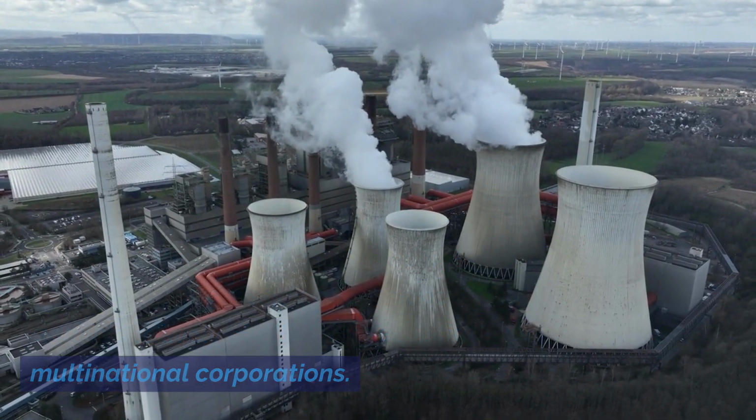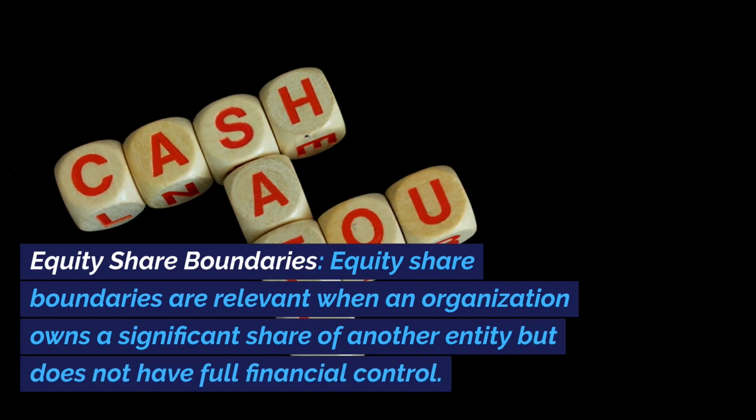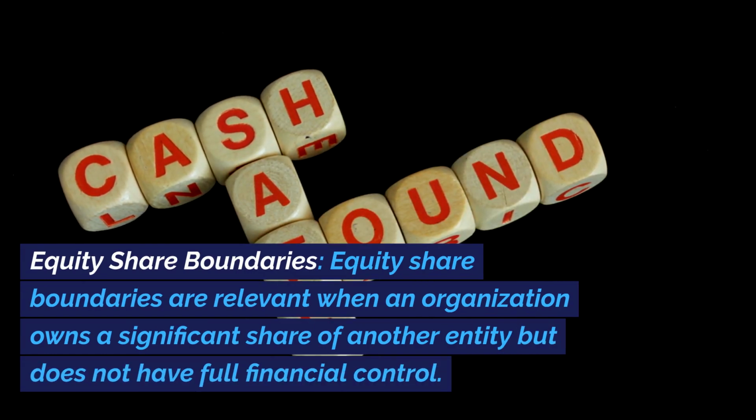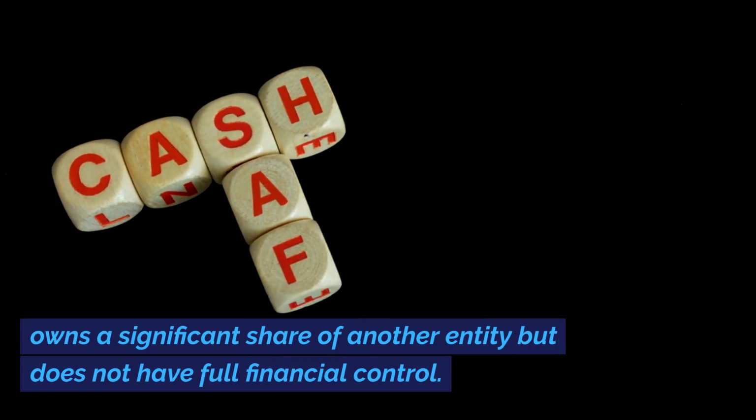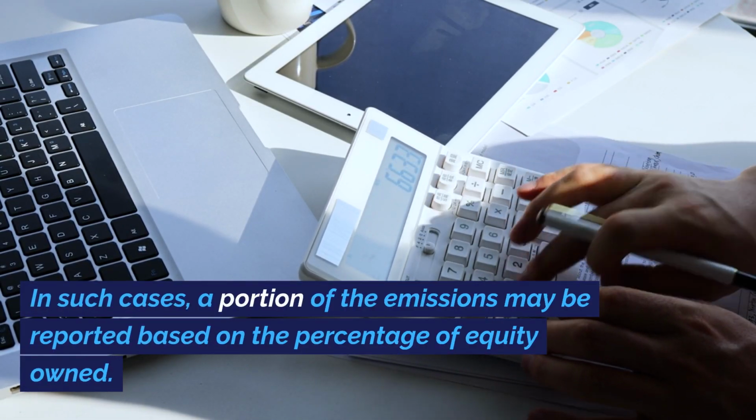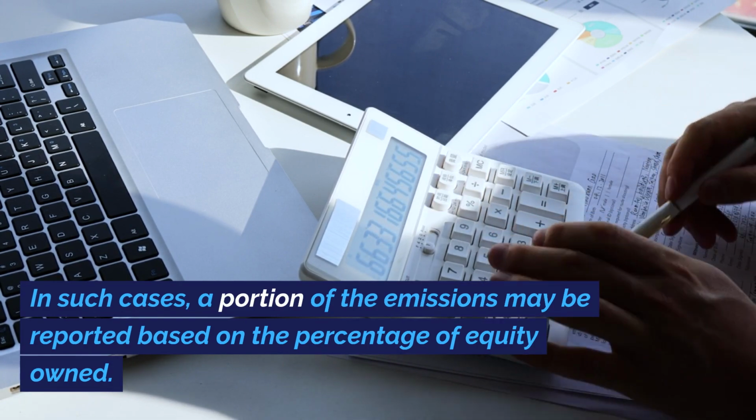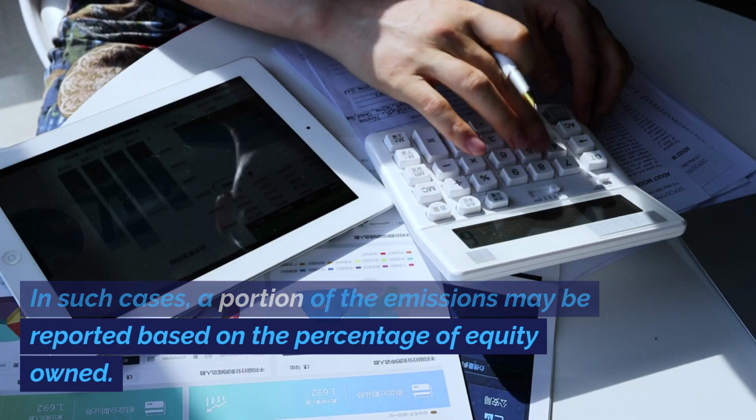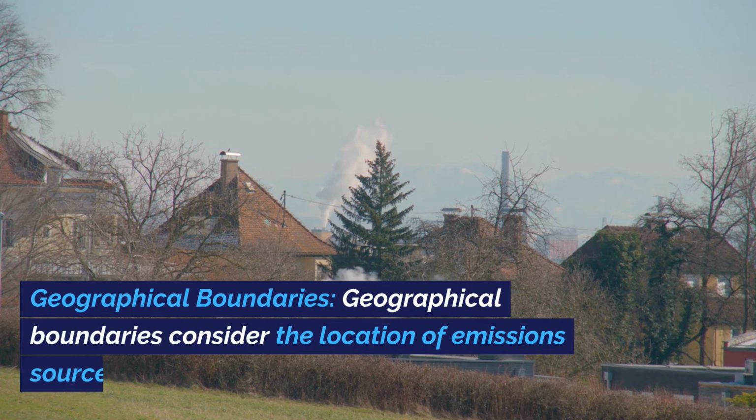There are equity share boundaries. Equity share boundaries are relevant when an organization owns a significant share of another entity but does not have full financial control. In such cases, a portion of the emissions may be reported based on the percentage of equity owned in that subsidiary.